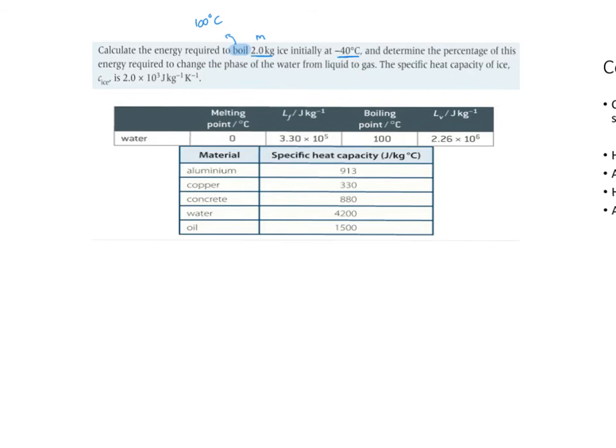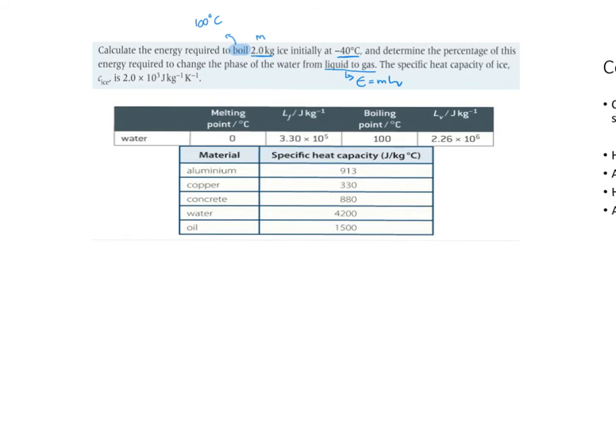And to determine the percentage of this energy required to change the phase of water from liquid to gas. So it wants us to determine the percentage of the energy from that compared to the liquid to gas. This means that we need the energy of the latent heat of vaporization, because it's from liquid to gas. So let's start first with the energy required to boil 2 kilograms of ice that was initially at minus 40 degrees.